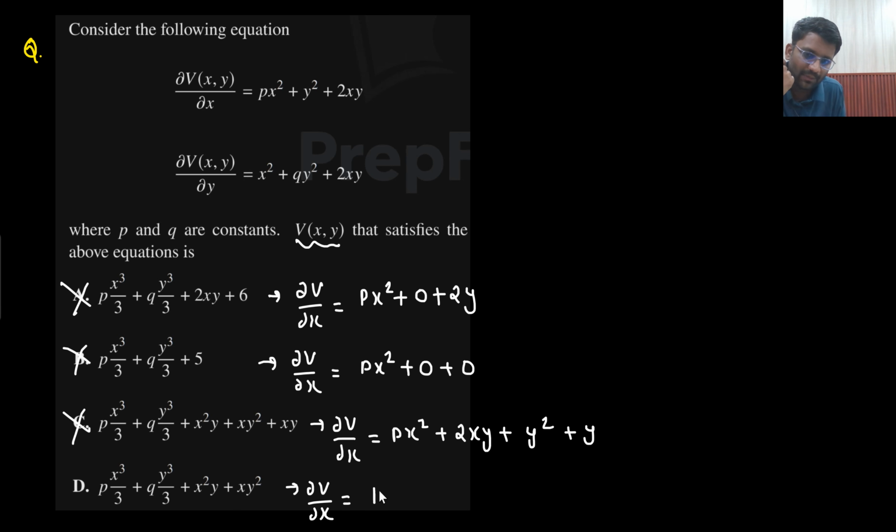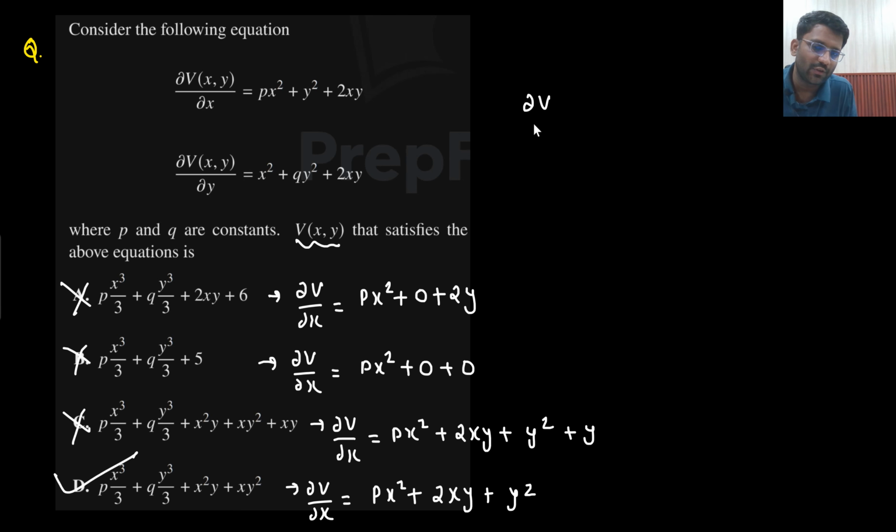Now, the last option, del v by del x. Partial differentiation, here I will be getting px square, then 0. Here, sir, y will come common, differentiation of x square will be 2xy. Then, sir, y square will come common, differentiation of x will be y square. So, px square plus 2xy plus y square, yes, it is matching. Option B is correct. That's it.